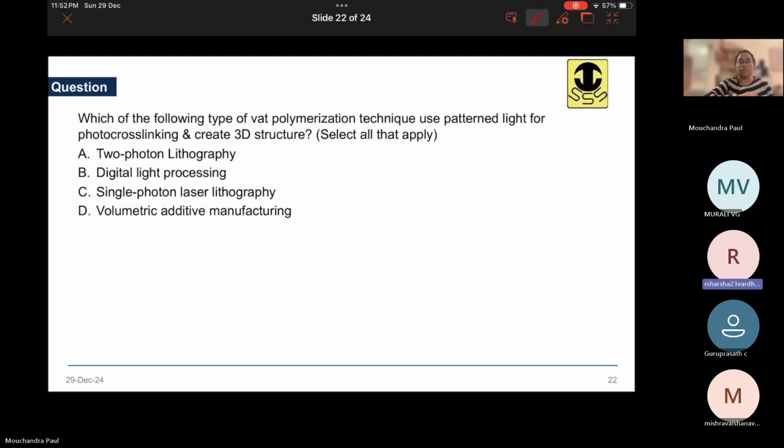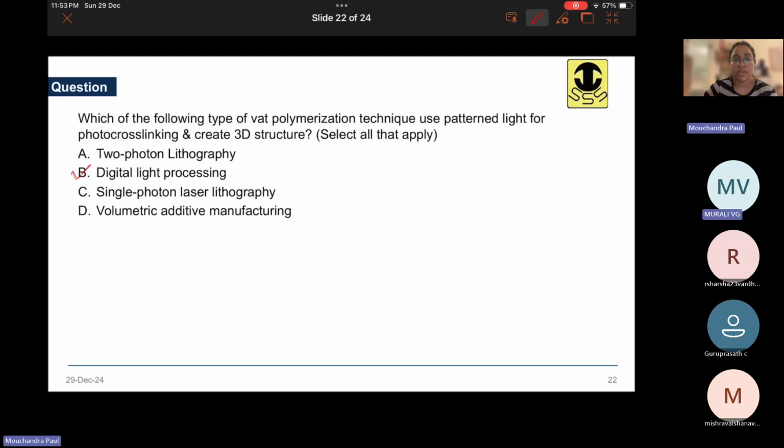From the first one and second one, A, B. So B is correct. In A we use a laser point. We don't use pattern light. Okay, so A is not correct. But there is one more option. B is correct, also correct. Ma'am, C.